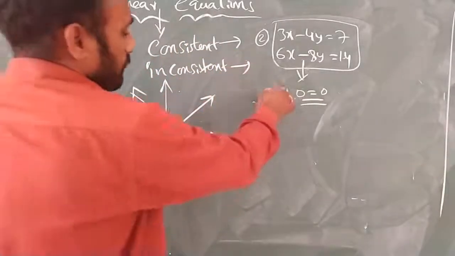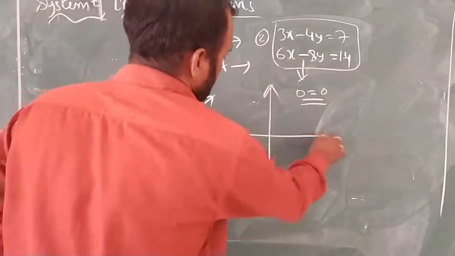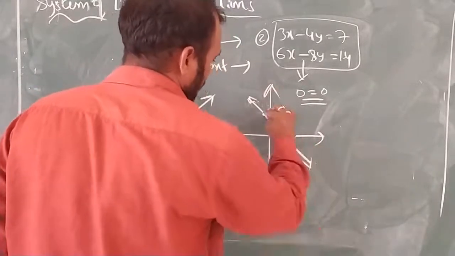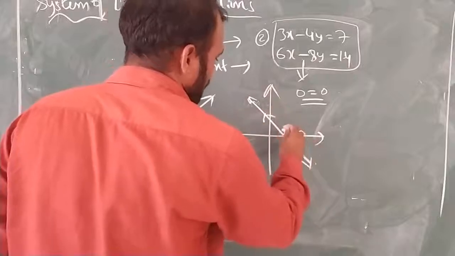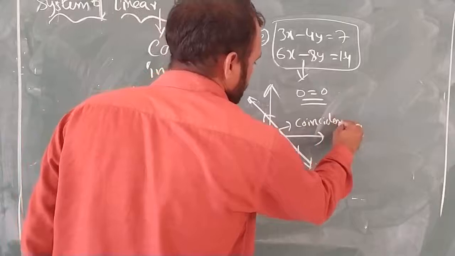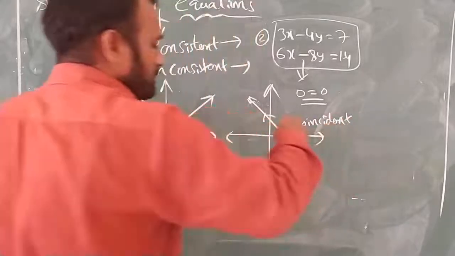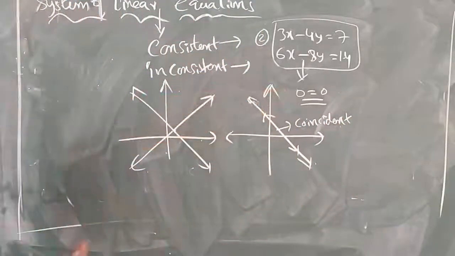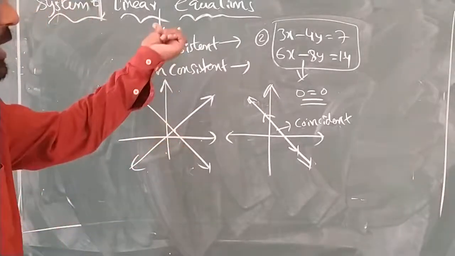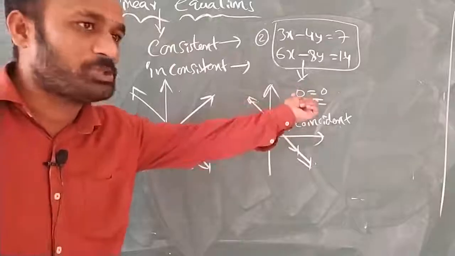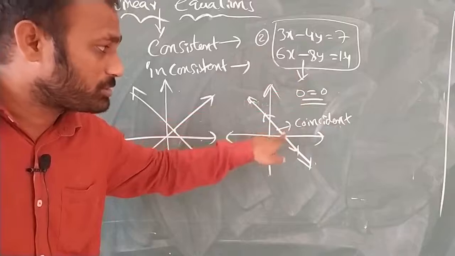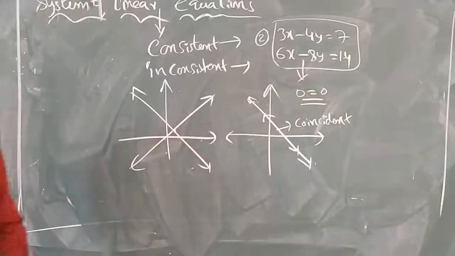How do we represent this in the graph? These are called coincident lines. A line upon a line, we will call coincident lines. So these coincident lines also will be consistent. We have to understand two things here. If we are getting a unique solution, we call it consistent. If we are not able to get the x value and y value, we call it coincident.